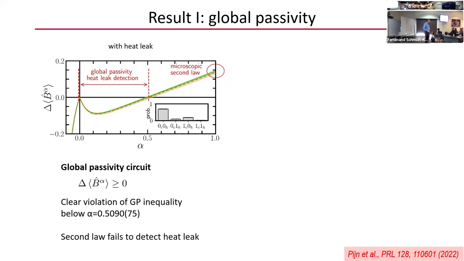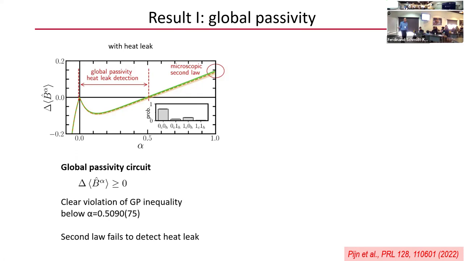And here are the probabilities which you find. There is almost zero at 1:1, and there is the cold and the hot, the cold and the hot here. So mostly there are 0:0 and so on. And from these probabilities, which we determine out of 8,000 repetitions of the code, we reveal this average value of B to the alpha, plotted versus alpha. And then we see the violation here over this range. We see for this parameter that we would not detect it from the second law, but we do detect it from the global passivity.